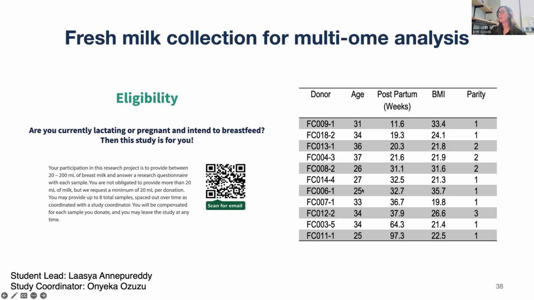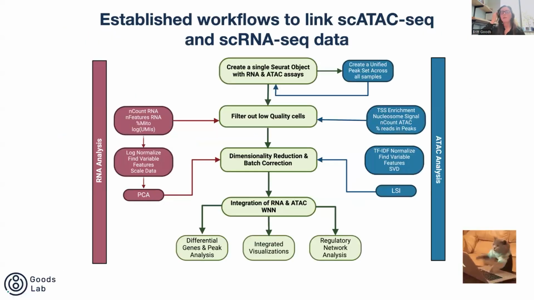And you can see that the age distribution is pretty tight. And then the weeks postpartum is variable, but also more close to this 20 to 30 week range. And we have a decent distribution of BMI as well as parity. These are factors that I won't talk about today, but are important for analyzing these types of data as well.